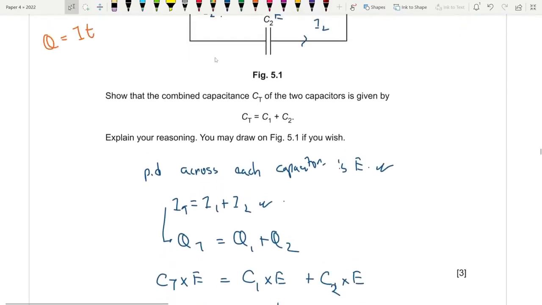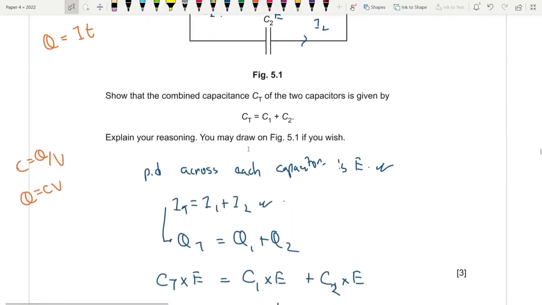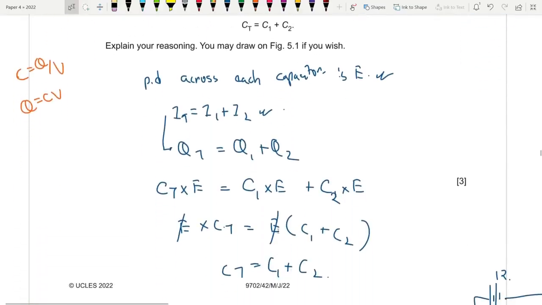Now we also know that C is equal to Q by V, or Q is equal to CV. This is our relation. So we know that for all of them, the voltage is the same, or we should say the EMF, E. Here both C1 and C2 are getting E. As a result, we can write the total capacitance into EMF is equal to C1 into E plus C2 into E. So we can get rid of E, and we ultimately end up with CT is equal to C1 plus C2.